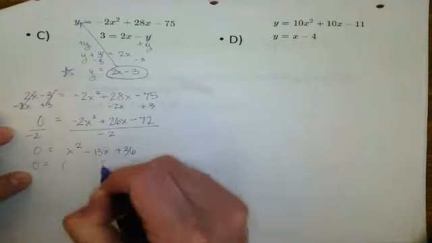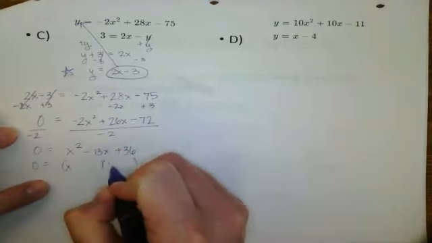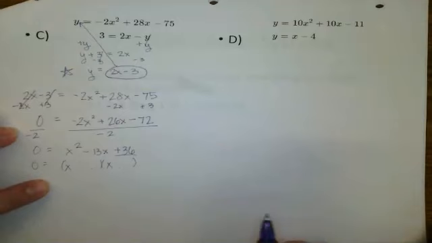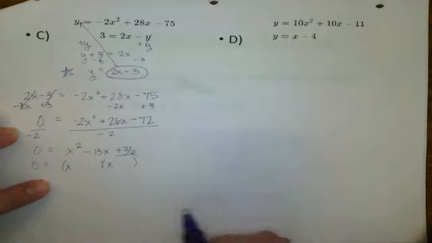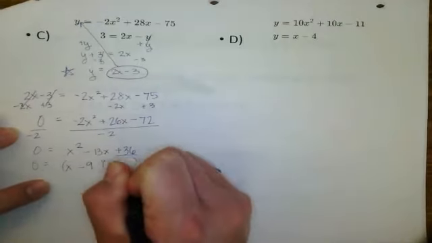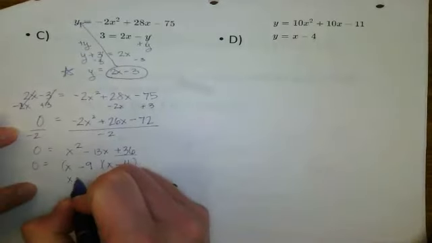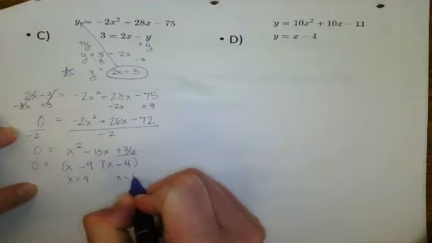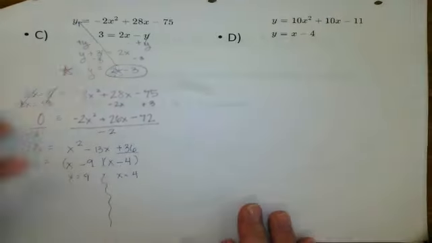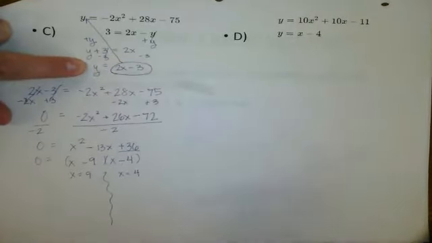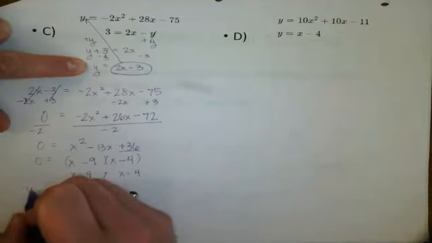Now we can factor. X times x is x squared. What times what is positive 36? 9 times 4. Negative 9 times negative 4 gets me my negative 13, which means x equals 9 and x equals positive 4, and we can plug back into our very special equation to figure out the corresponding y value.